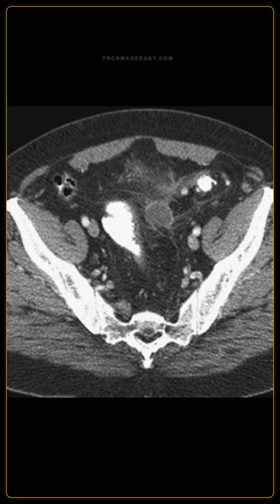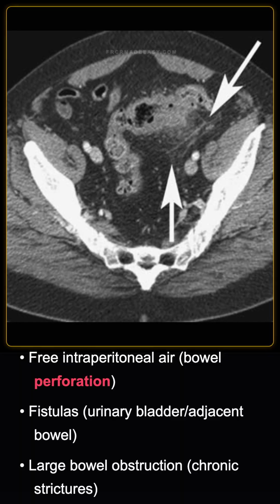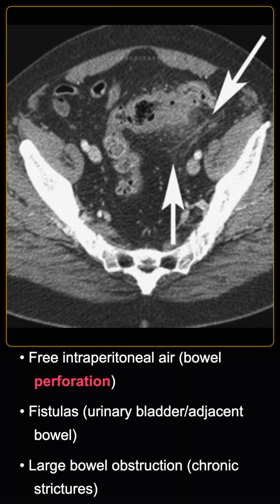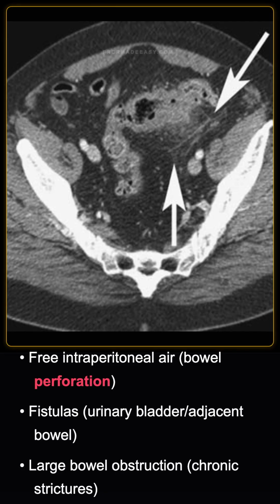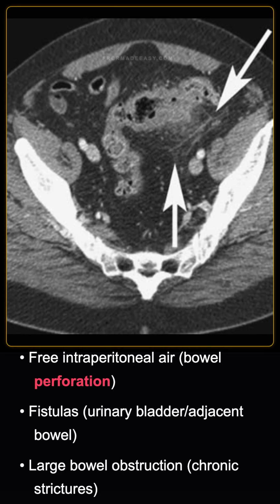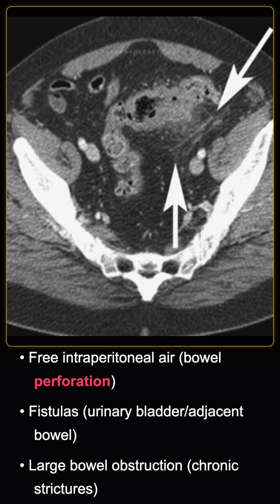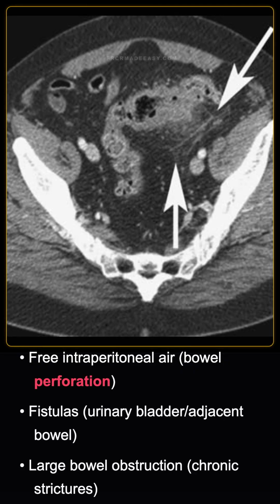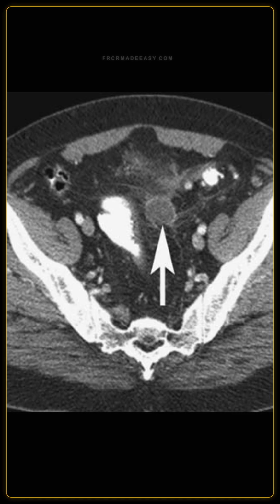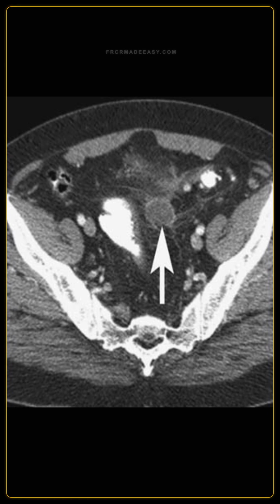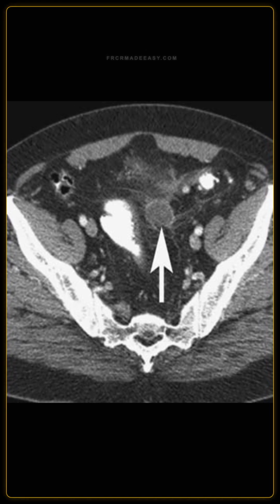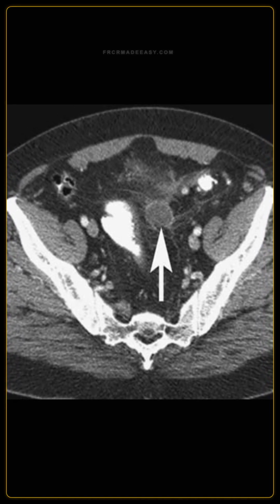the CT? I must meticulously evaluate for free intraperitoneal air, indicating a frank bowel perforation, the presence of fistulous tracts to the urinary bladder or adjacent bowel loops, and large bowel obstruction secondary to chronic stricturing. What rare but potentially fatal vascular and hepatic complications can arise from severe diverticulitis?